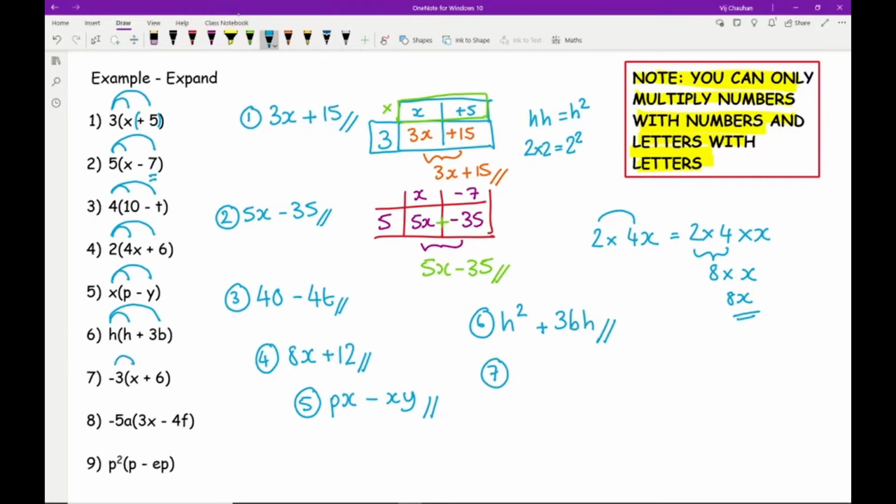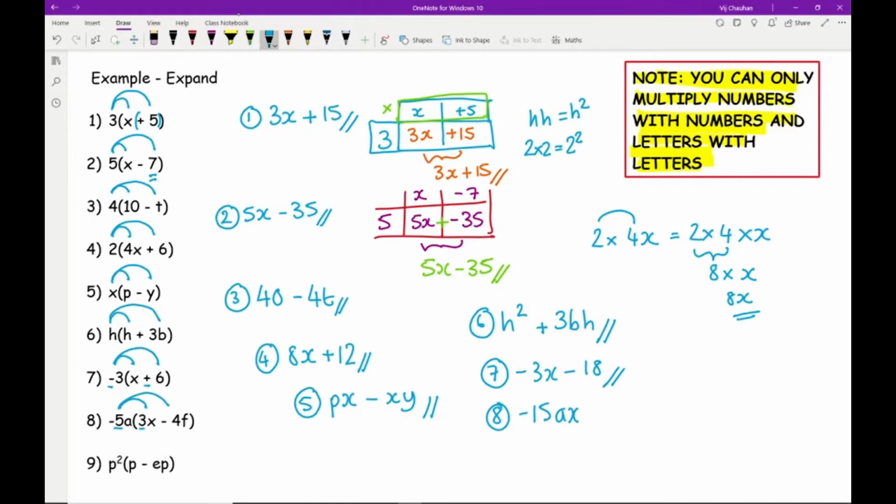So here I've got minus 3 times x is minus 3x, and then I've got minus 3 times positive 6, so again 3 times 6 is 18, but as the signs are different it becomes a minus, so it's minus 3x minus 18. For question 8, again I've got a minus number and a letter, so here I've got minus 5 times 3 is minus 15, and then I've got ax, and then I've got two minuses.